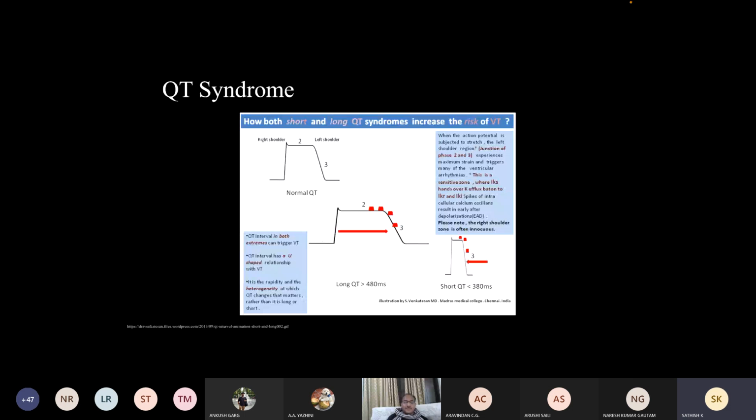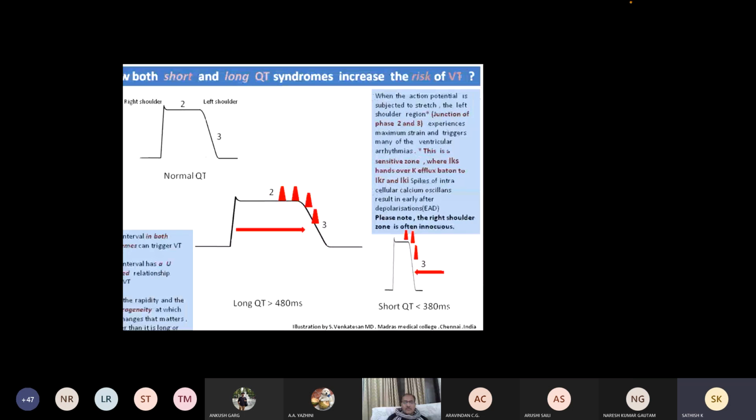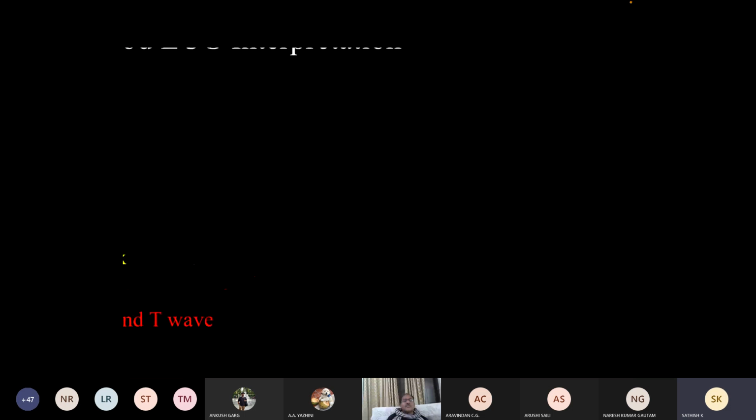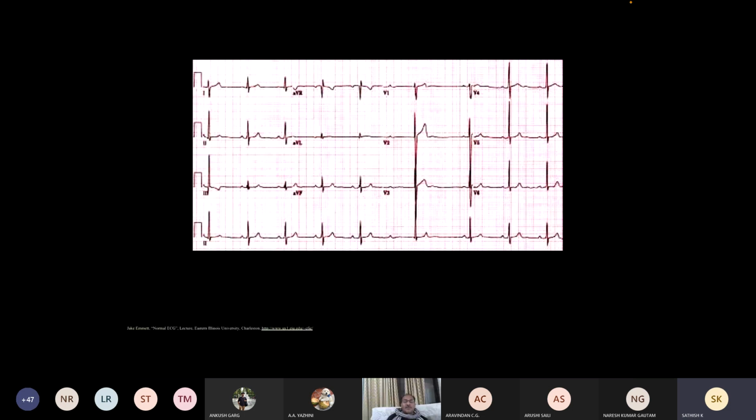Both long QT and short QT can cause fatal ventricular arrhythmias. Revision here, if you want. So these are the 8 steps of a normal ECG.